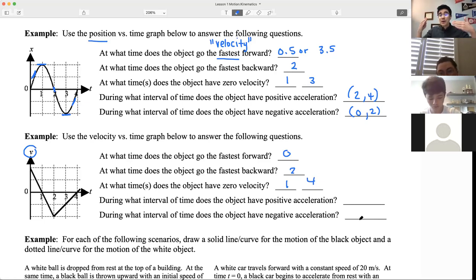And now if we want to find the acceleration, it's the slope of the velocity graph. So when does it have positive slope? 2 to 4. And then when does it have negative slope? 0 to 2, right? So looking at any one of these graphs, you can tell me about all 3 of the concepts: position, velocity, and acceleration.